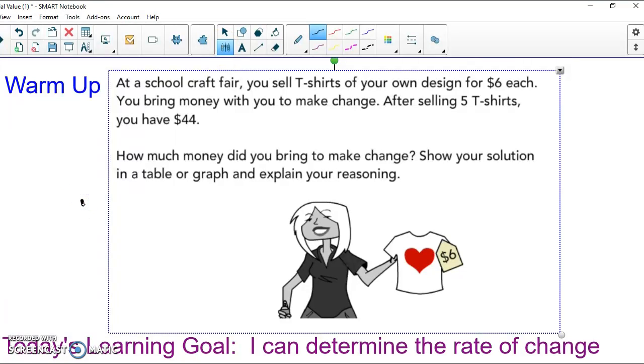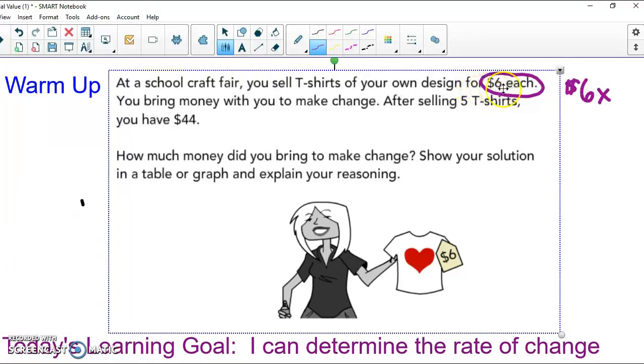At a school craft fair, you sell t-shirts of your own design for $6 each. And right off the bat, when I see something like $6 each, this tells me that I'm going to be charging an amount and it's going to change based on how many I'm selling. So I'm thinking right off the bat that this sounds like my rate of change, right? How much I make is going to go up $6 for every shirt I sell. So I'm going to be doing $6 times x.